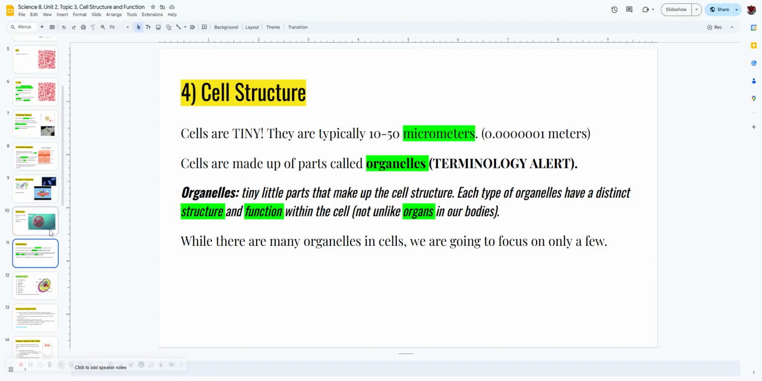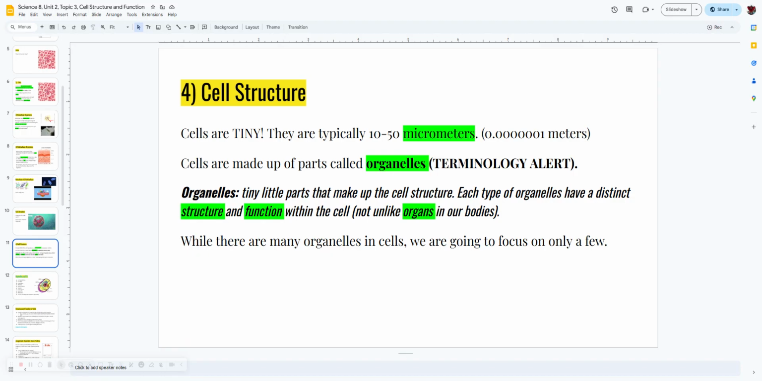Moving on. Okay, so we know that cells are tiny, tiny, tiny, tiny. They are 10 to 15 micrometers. And if you're wondering what a micrometer is, I know what a centimeter is. A centimeter is 1/100th of a meter, right? That's easy to understand. A micrometer is 1/1,000,000th of a meter. So picture a meter in your head and now divide it 1,000,000 times. That's how tiny a cell is, okay?